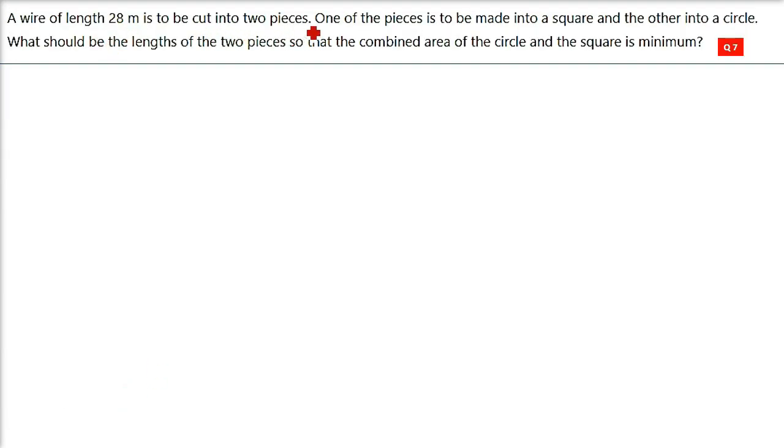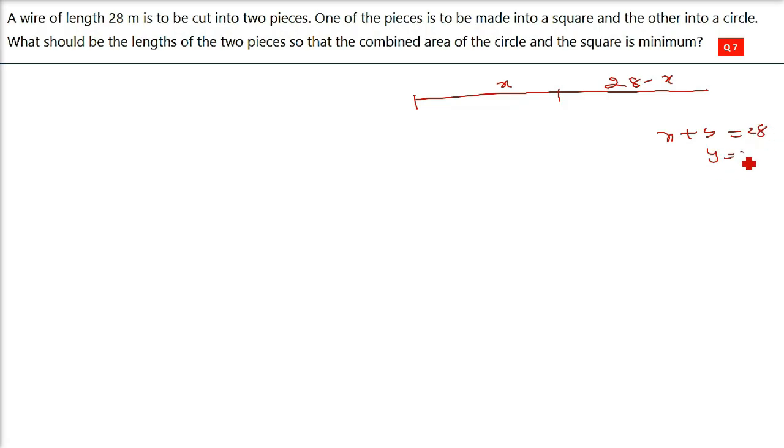A wire of length 28 meter is to be cut into two pieces. One of the pieces is to be made into a square and the other into a circle. What should be the length of the two pieces so that the combined area of the circle and the square is minimum? Again, there is a question coming exactly like this. You need to follow this question very carefully. If one part we have taken as x, the other part will of course be 28 minus x, because we know that x plus y is 28.